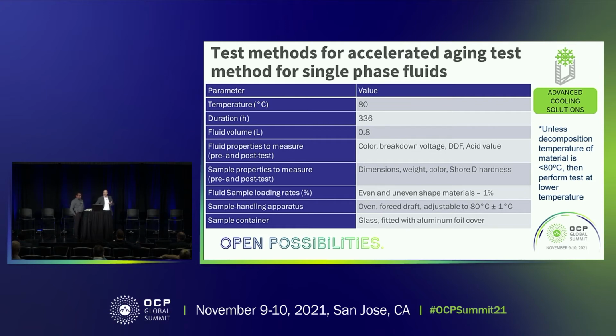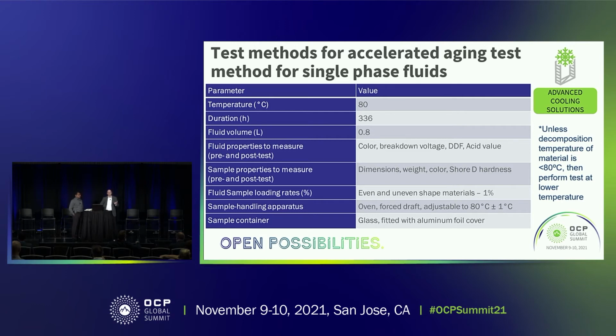And some of the properties that we're looking at is certainly the color that we mentioned, breakdown voltage, the DDF, acidic value, dimensions and weight, and Shore hardness as well. For the fluid sample, right now we're using an 800 milliliter sample, and we're saying that the material that you're testing in the fluid needs to be 1% of that volume, regardless of the form factor of that material.